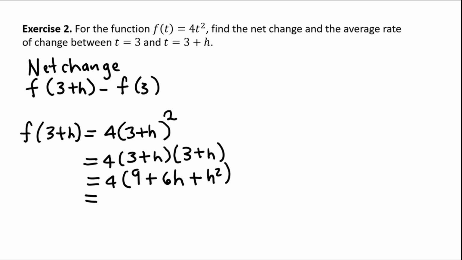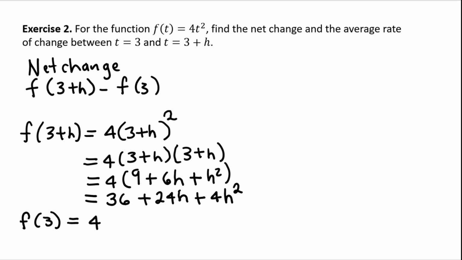Now distribute the 4 to each of the terms. 4 times 9 is 36, plus 4 times 6h is 24h, plus 4 times h squared is 4h squared. That's our terminal point or our ending point. Now our initial point or the starting point is going to be evaluated at f of 3. So we'll do 4, and where t was, put in the 3. So 3 squared, that's 4 times 9, which is 36.